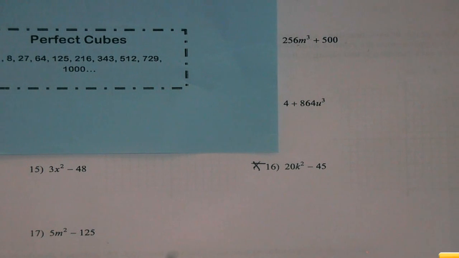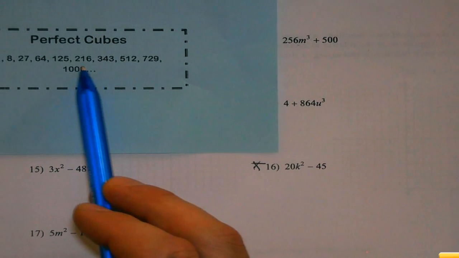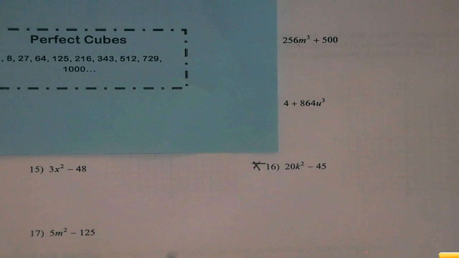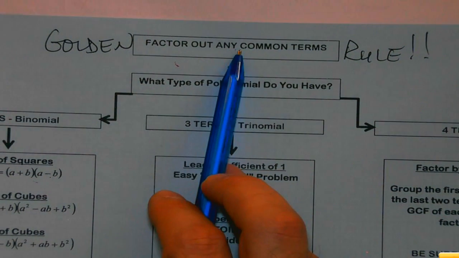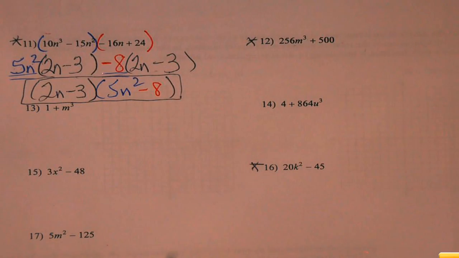That's a nice thing. But you're like, Harty, you're talking about cubes. 256 and 500 aren't on this list. That's true. But do we have a common term I could take out? Well, let's find out. Let's see here.